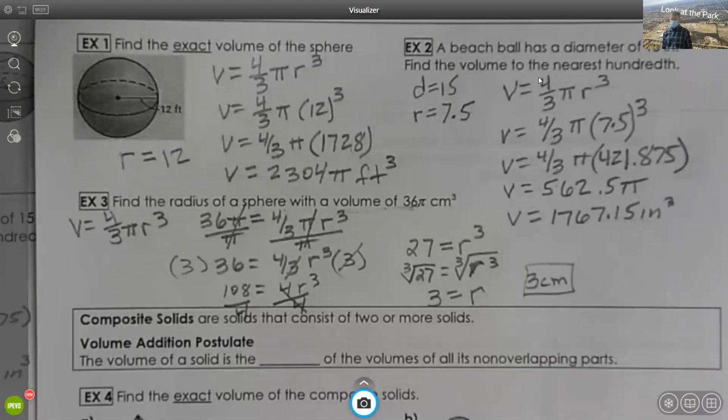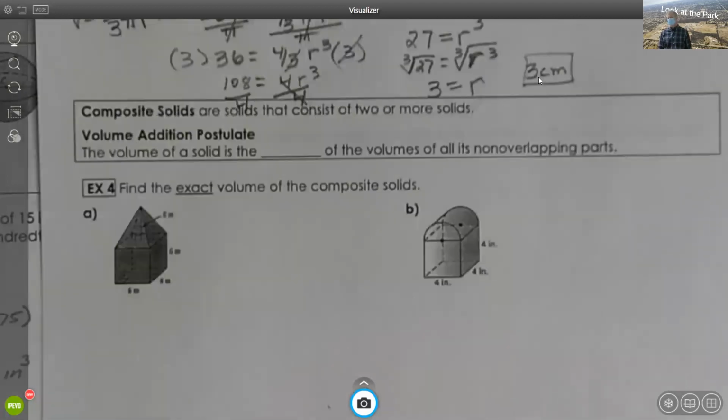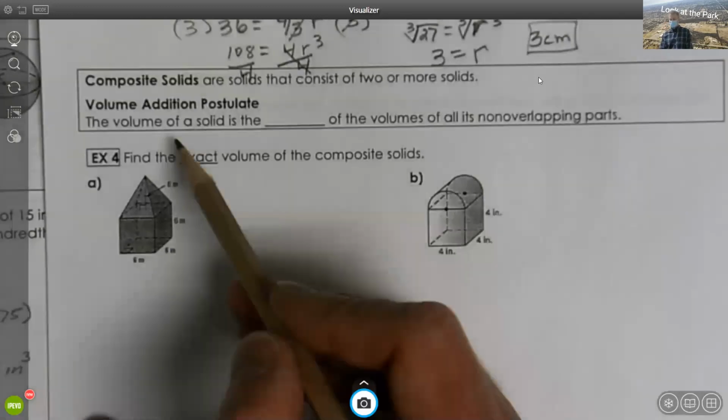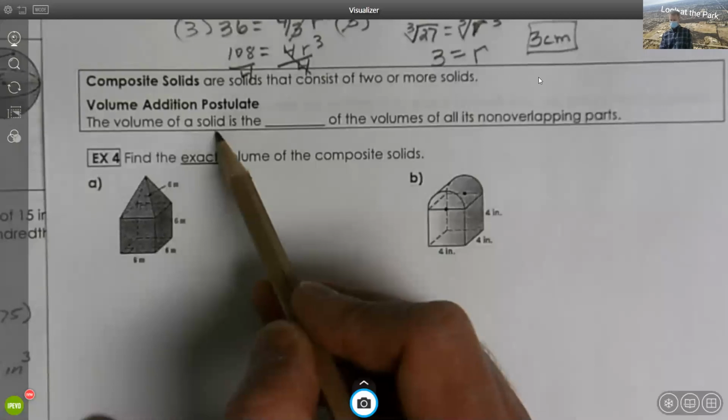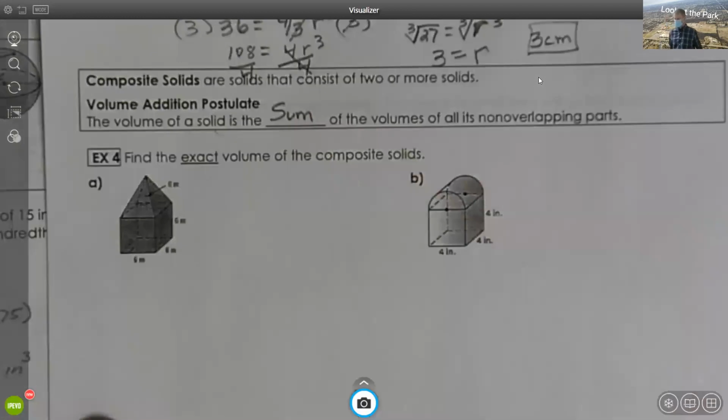All right, when we have a composite solid, composite solids are solids that consist of 2 or more solids. So you've got to be looking at the different shapes that are here. We're going to be adding 2 parts together. This would be the volume addition postulate. As we have talked about several other addition postulates throughout the year, this is going to be the volume of a solid is the sum of the volume of the non-overlapping parts.